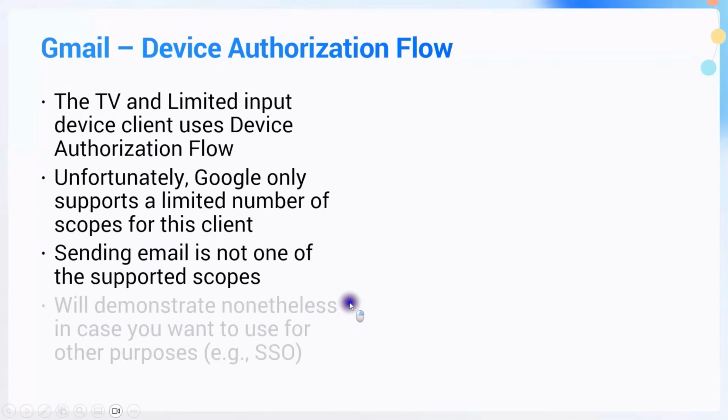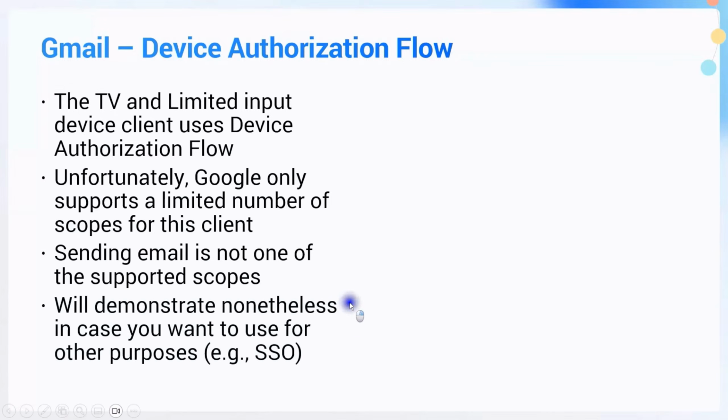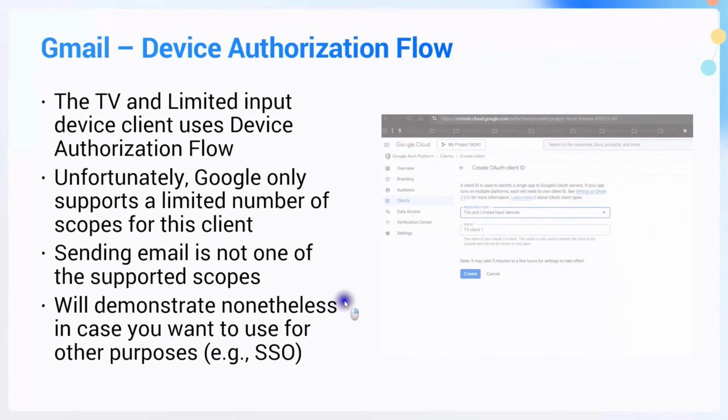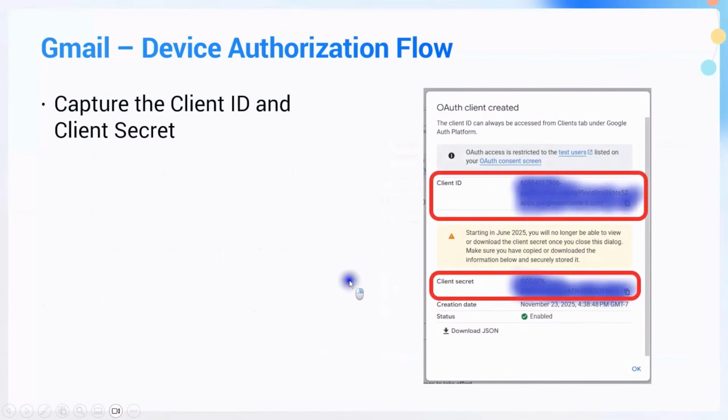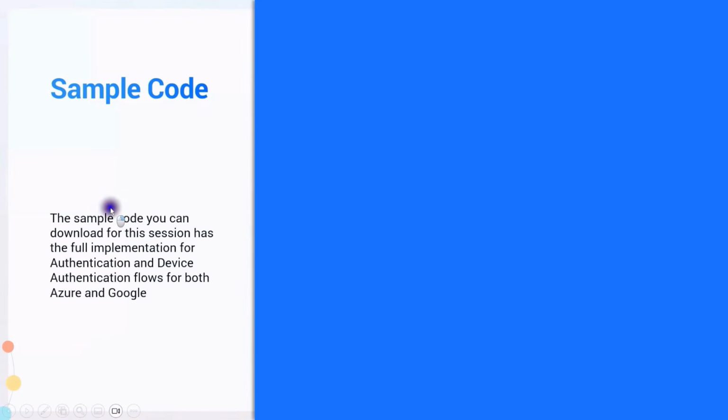I'm going to go ahead and show you how you would set this up in case you wanted to use this OAuth token for something else, let's say SSO. So you would go ahead and create the client and capture the ID and the secret. And at that point, we're set to go using Gmail for the device authentication flow. So I'm not going to show all of the sample code.